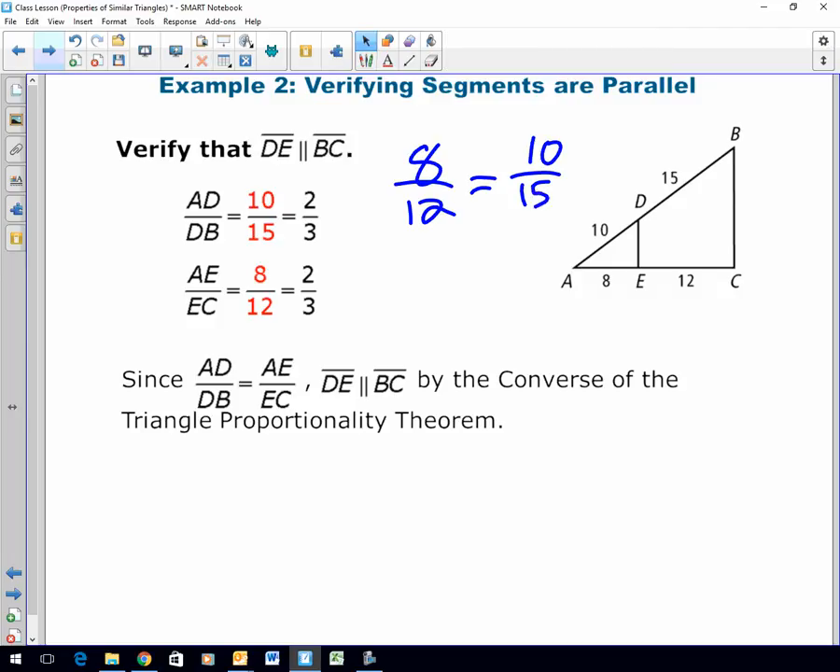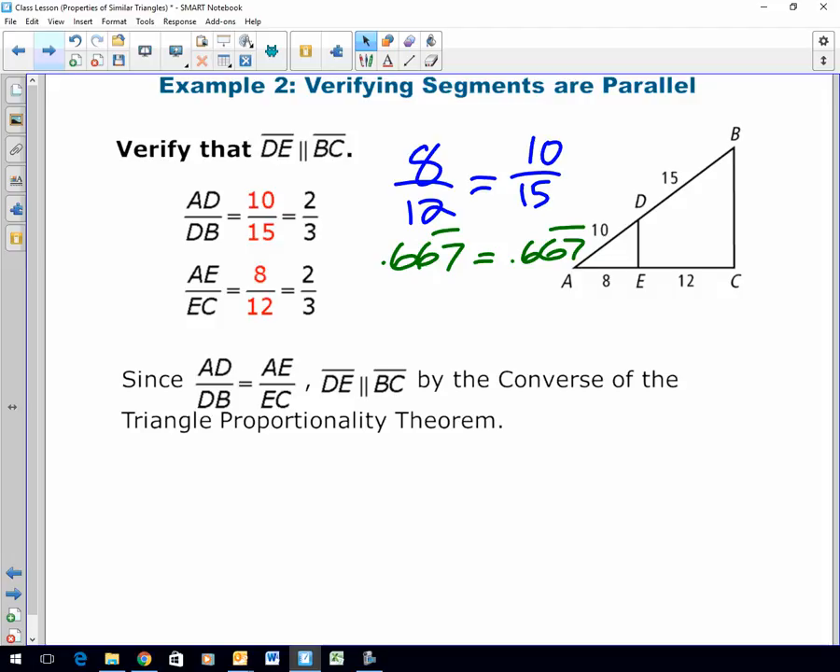How would I find that? You only have to cross multiply, 10 times 12 and 8 times 15. Or use the similarity ratio. Do 8 divided by 12 in your calculator. What is that decimal? 2/3, 0.66 repeating, right? What's 10 over 15? 0.66 repeating, right? They have the same similarity ratio. Are they proportional? Yes.